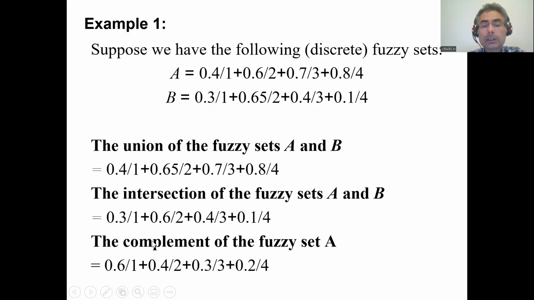And then if you take the complement of fuzzy set A, you need to take 1 minus the degree of membership. So 1 minus 0.4 is 0.6. 1 minus 0.6 is 0.4. Here we go. 1 minus 0.7 is 0.3. 1 minus 0.8 is 0.2. This is the case. And you could do the same for fuzzy set B. The complement is 0.7 for the first one, 0.35 for 2, 0.6 for 3, and 0.9 for 4.